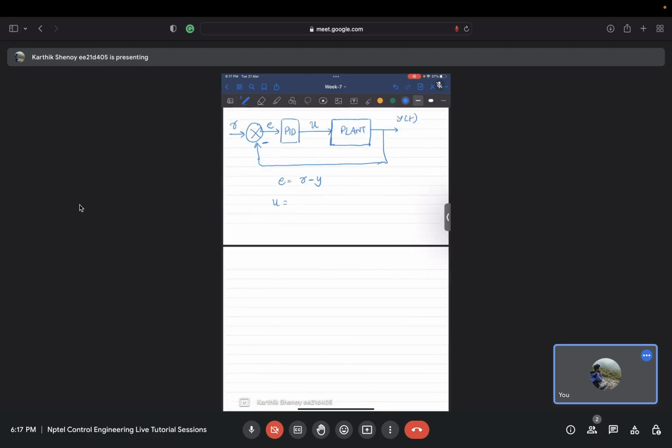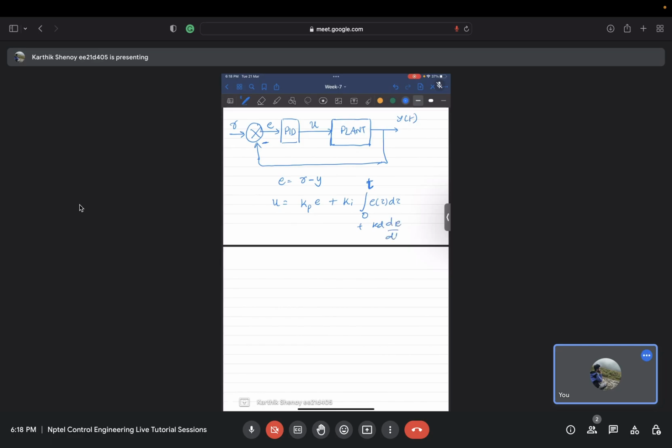What does my PID give? Kp times the error plus Ki integral from 0 to t, or I'll take tau, e of tau d tau, okay, plus Kd de by dt.